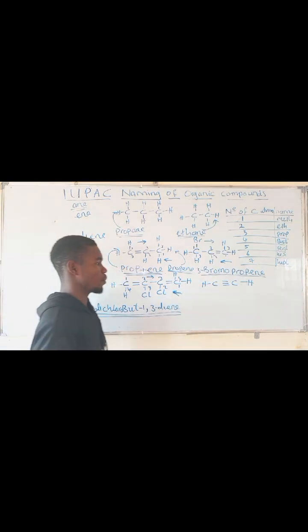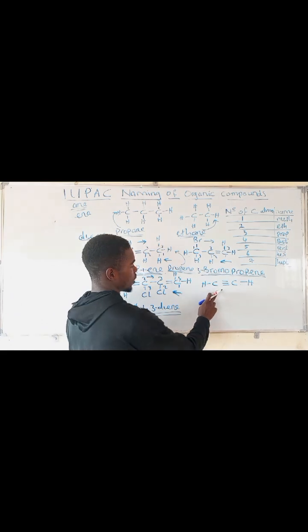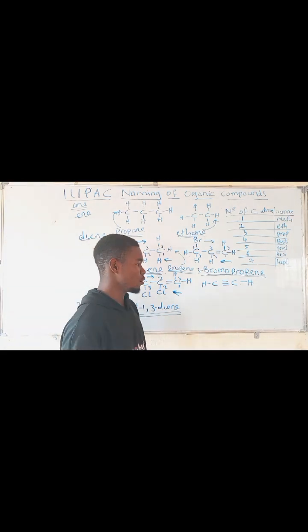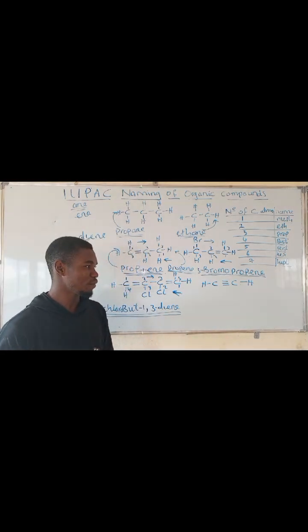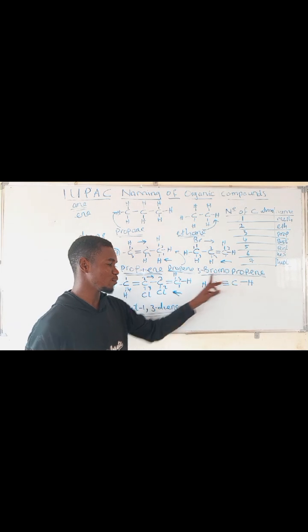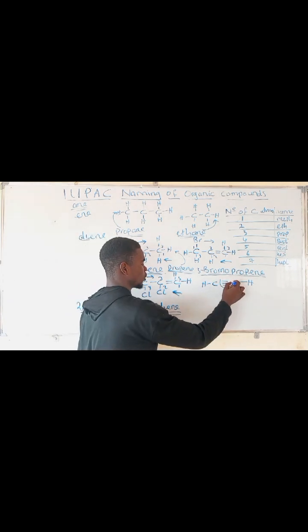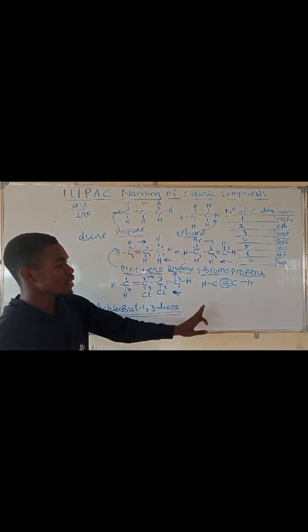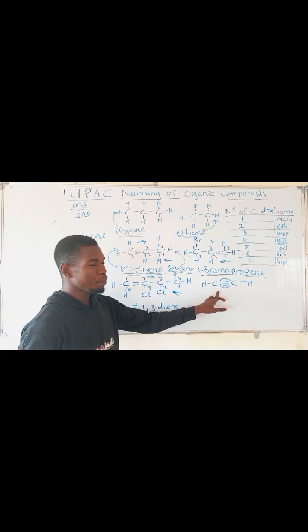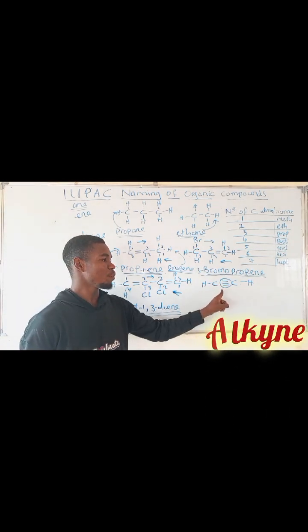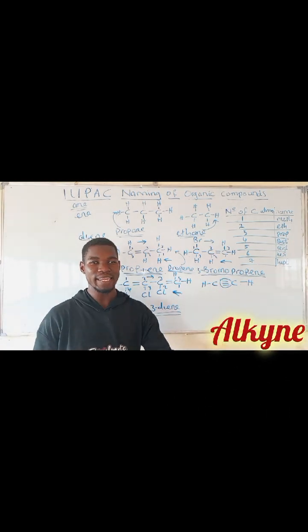Now, guys, the last compound has to be this, right? Let's look at how we can name this compound first. Let's look. Okay. Now, guys, do you see that we have triple bonds, right? We have this triple bond here, guys. And friends, a triple bond means this compound is an alkyne.